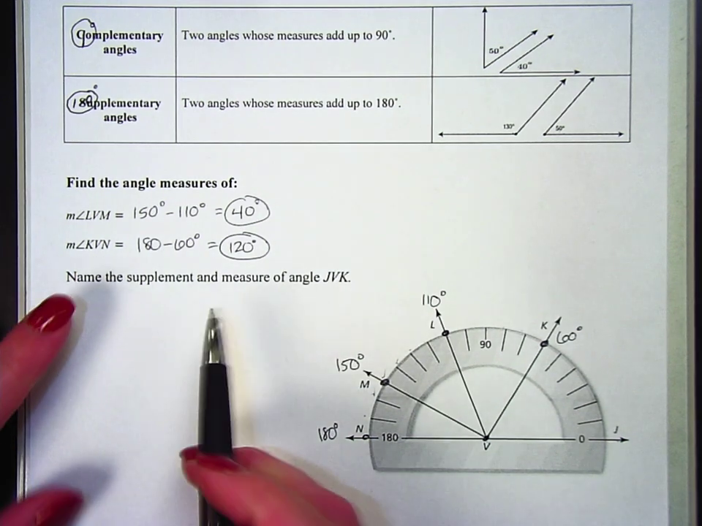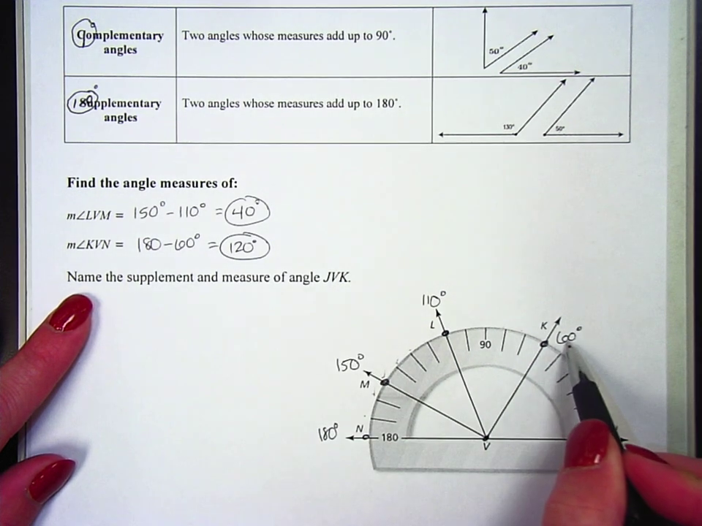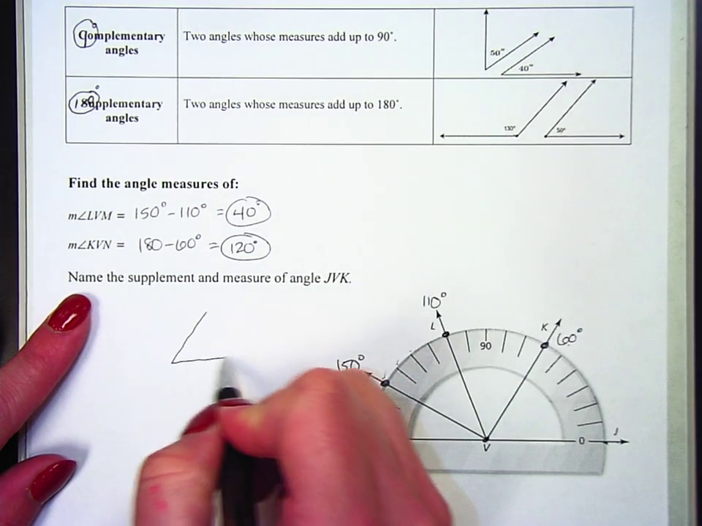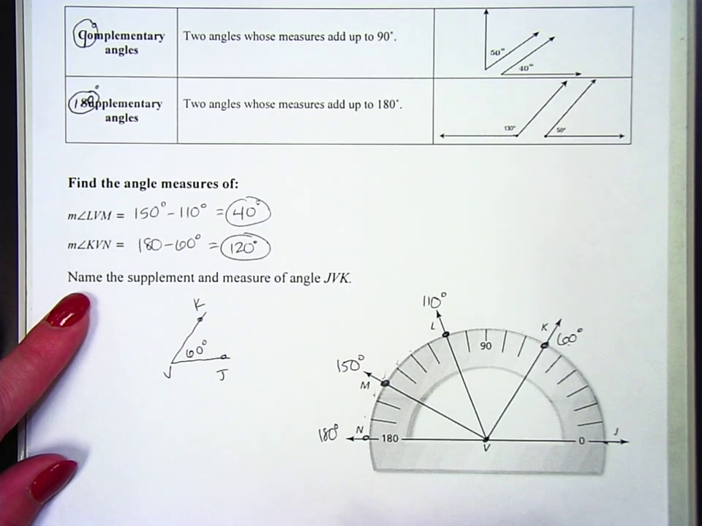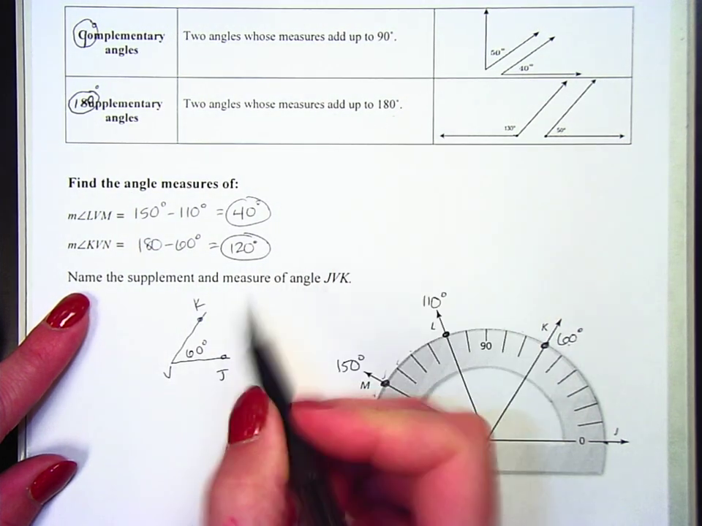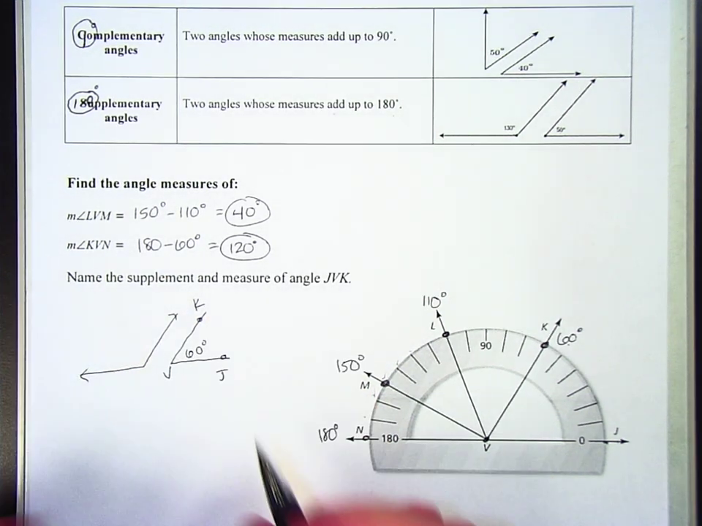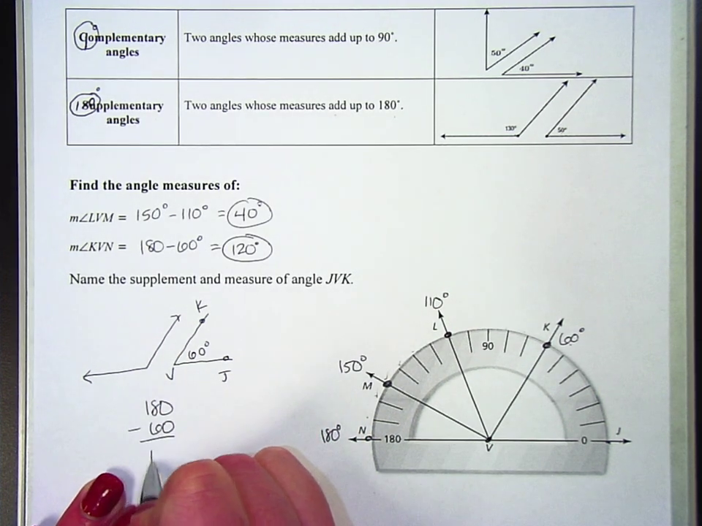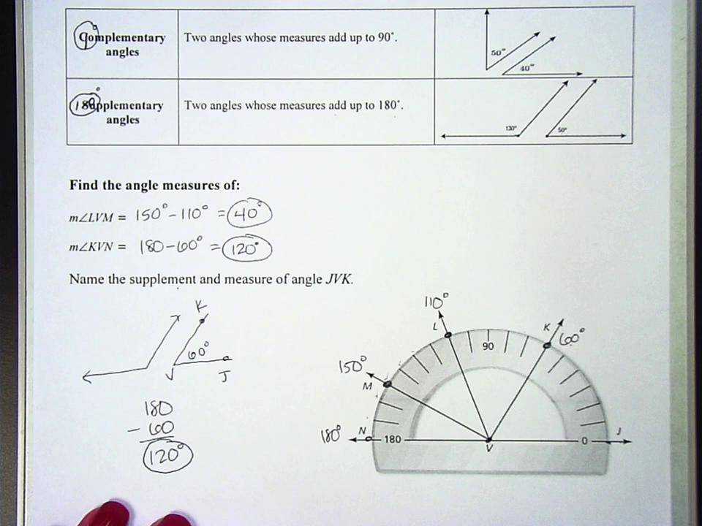Okay, last one. We're trying to find the supplement to J to V to K. So here's J to V to K, which is 60 degrees. So up here, I'm going to look at my picture for supplementary angles. I'm going to draw myself a little visual. The supplement was something we wanted to measure adding up to 180 degrees. So my picture would look something like this. In order to find that exact answer, my straight line of 180 degrees minus 60 would leave me with 120 degrees for my supplement. Just make sure you read the directions carefully on those problems.